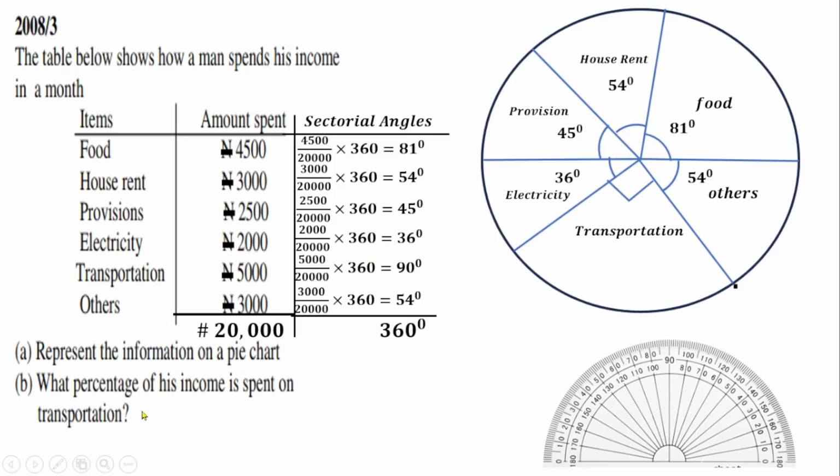Then the last question there is that we have to find the percentage of income spent on transportation. So how do we do that? The amount spent on transportation is 5,000, and the total amount spent is 20,000. So that will be 5,000 divided by the 20,000 that is spent, multiplied by 100. So you'll be having 5,000 divided by 20,000 times 100. That will give us 25%. So that means he spent 25% of his income on transportation. So he spent 25% of his income every month on transportation.